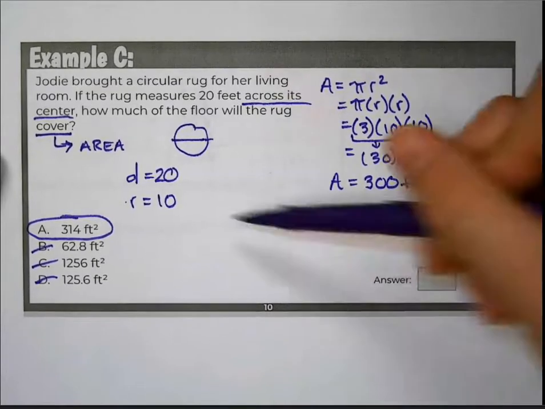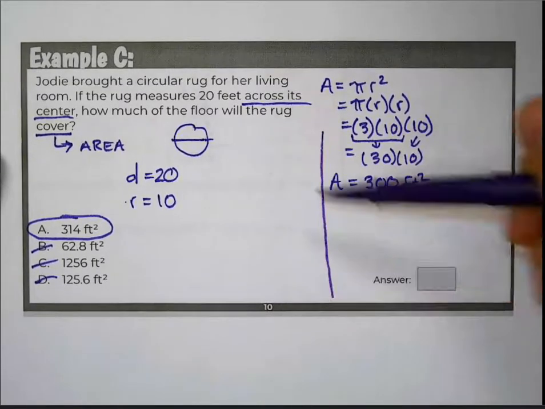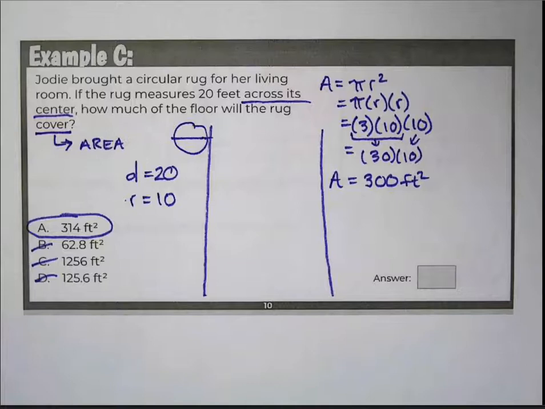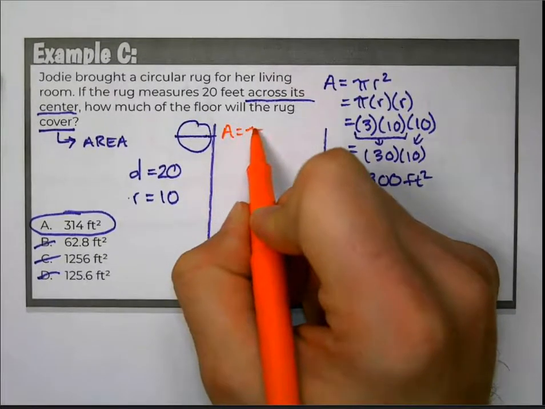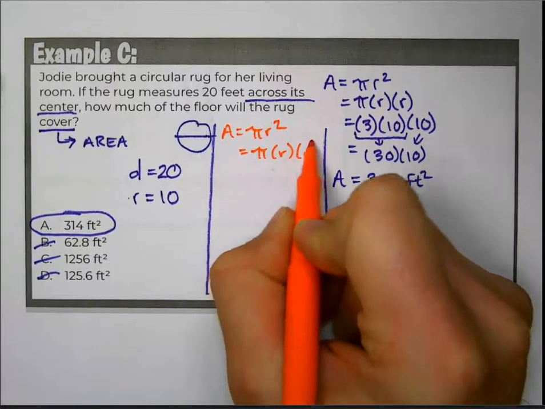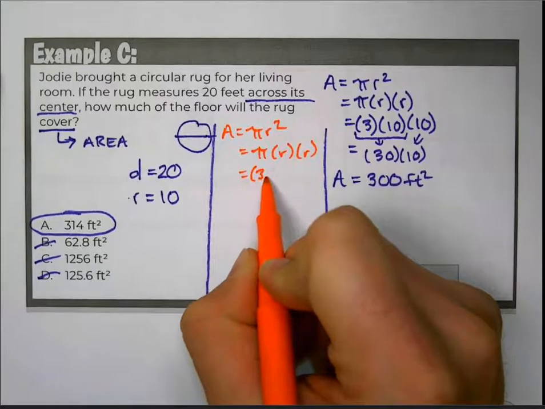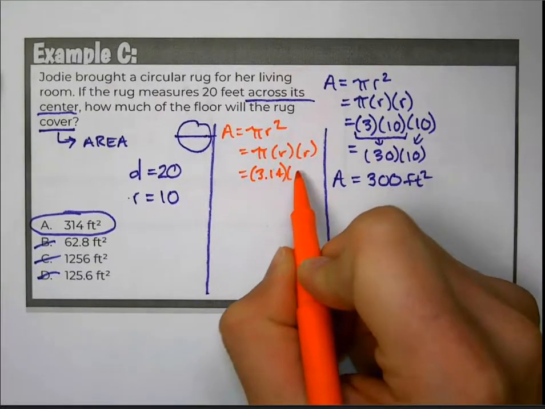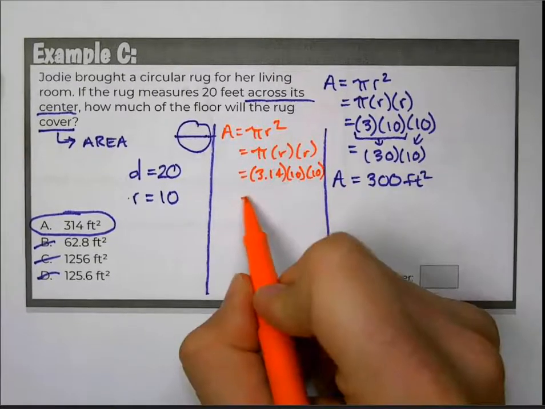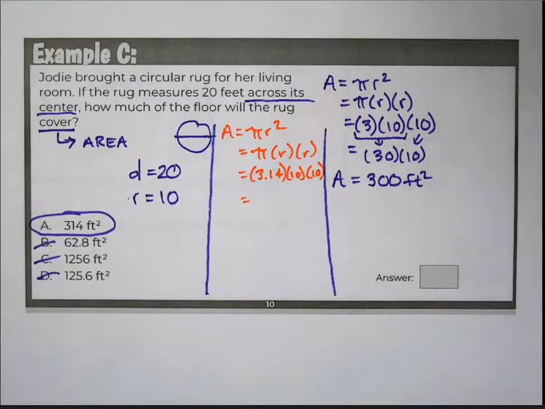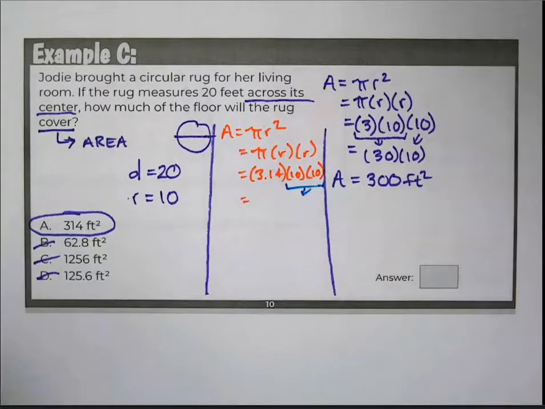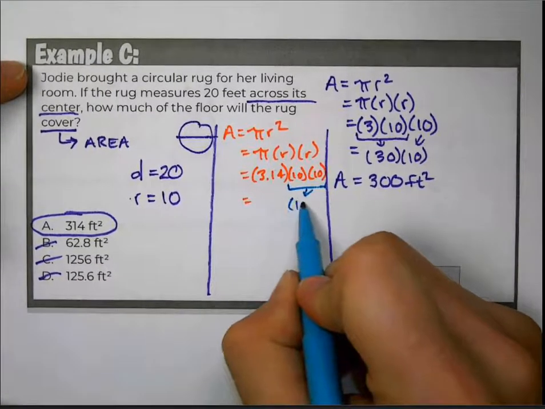But for those of you that are worried, let's go ahead and try it with 3.14. I just got to make some room here. So area equals pi r squared, which is pi times radius times radius. So I'm going to use 3.14 this time. My radius is still 10 times 10. The first thing I'm going to multiply this time is these whole numbers. Whole numbers are easier. 10 times 10 is 100.